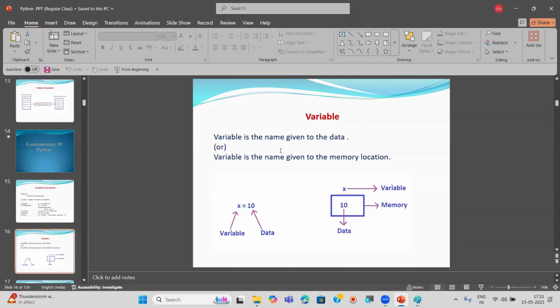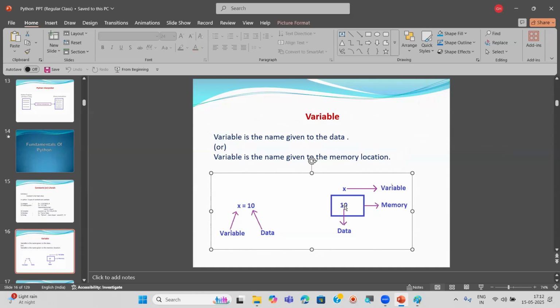Next, variable. What is a variable? A variable is a name given to the data. For example, observe this diagram. X equal 10 I have given. X is what here? Variable or variable name. And 10 is what here? Data, integer data. Otherwise, you can take one more definition also. Variable is a name given to the memory location, because whenever you store any value into the variable, it will be stored into the memory location only. Like this, you can observe in the right side diagram.